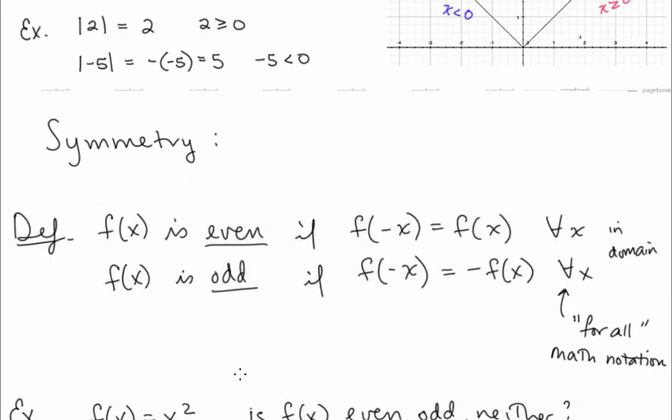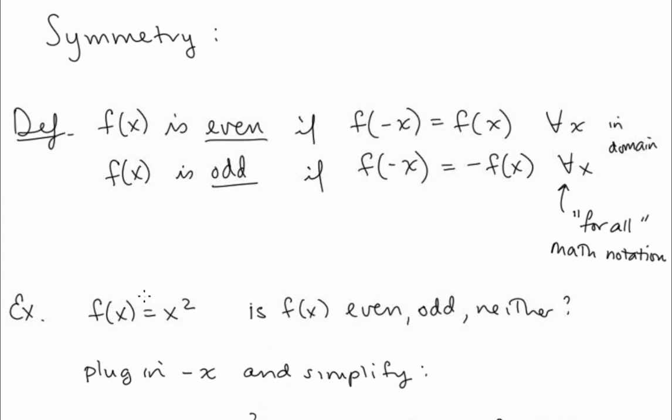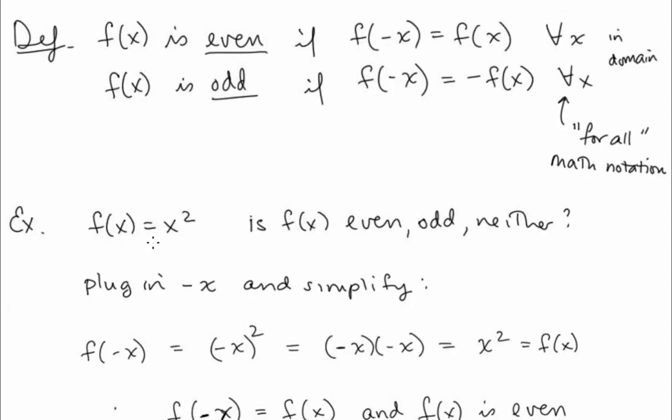Now let's talk about symmetry, in particular even and odd functions. F of x is said to be even if f of negative x is equal to f of x for all x in the domain. And f of x is said to be odd if f of negative x is equal to negative f of x for all x in the domain. So let's take a look at f of x equals x squared. Is f of x even, odd, or neither?